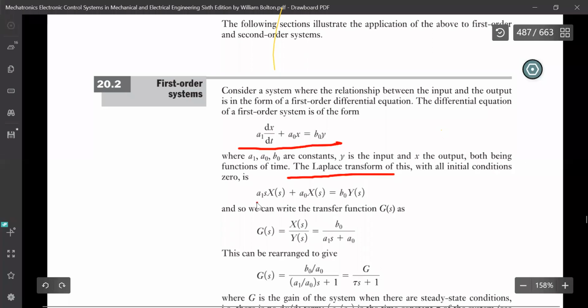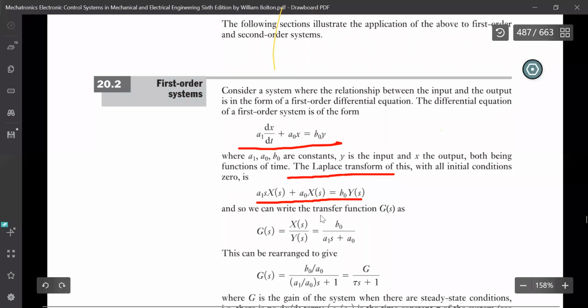So already by using the previous formulas on the previous page that I have discussed, differentiation is written as s times the function. X is simply written as X(s), because this x is x(t), and this is X(s). Again, the capital letter, you already remember, we use to denote the Laplace function. So b naught Y times s. Okay.